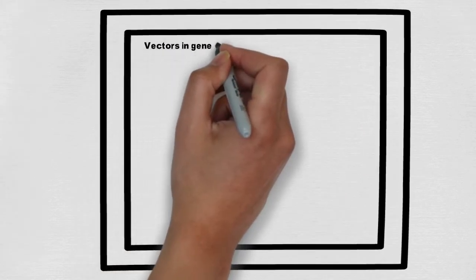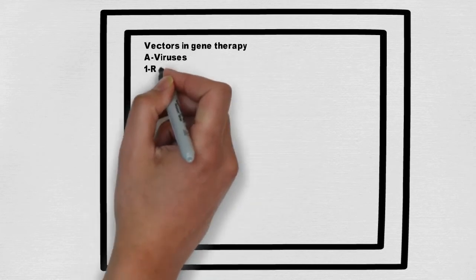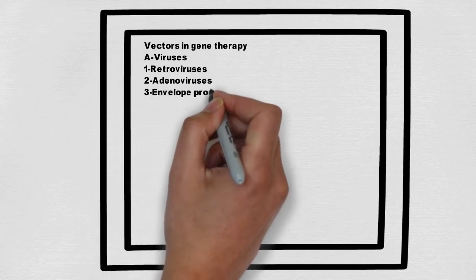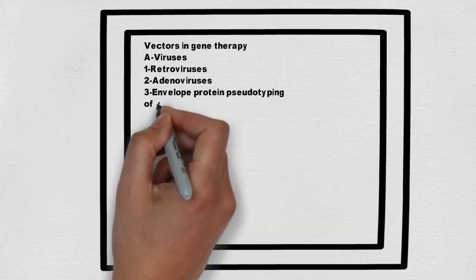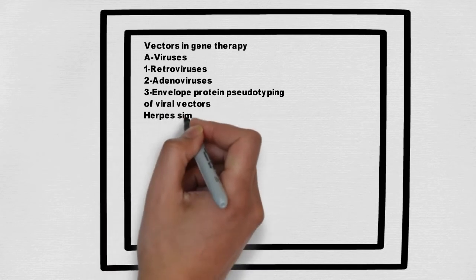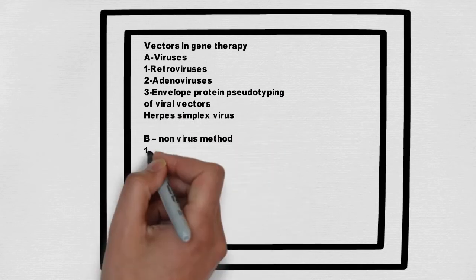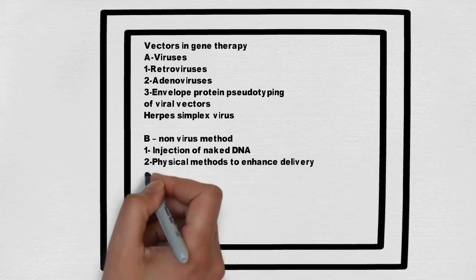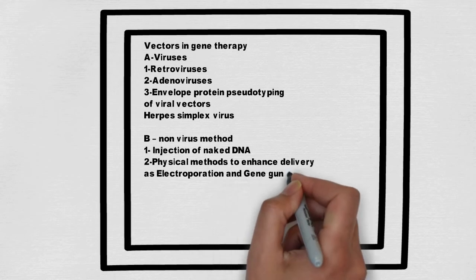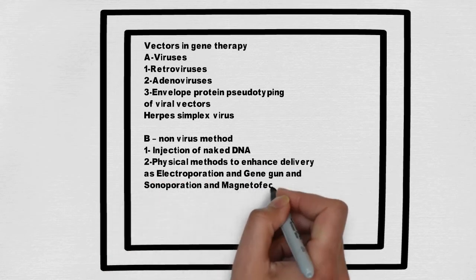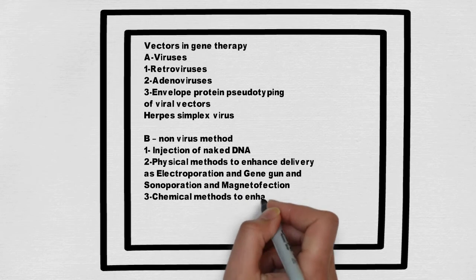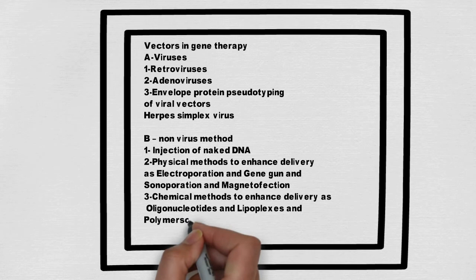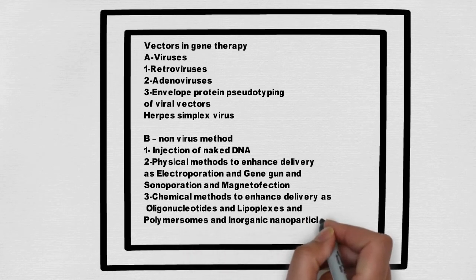Vectors in gene therapy. A. Viruses: 1. Retroviruses, 2. Adenoviruses, 3. Envelope protein pseudotyping of viral vectors, 4. Herpes simplex virus. B. Non-viral methods: 1. Injection of naked DNA. 2. Physical methods to enhance delivery, such as electroporation, gene gun, sonoporation and magnetofection. 3. Chemical methods to enhance delivery, such as oligonucleotides, lipoplexes, polymersomes and inorganic nanoparticles. C. Hybrid methods.